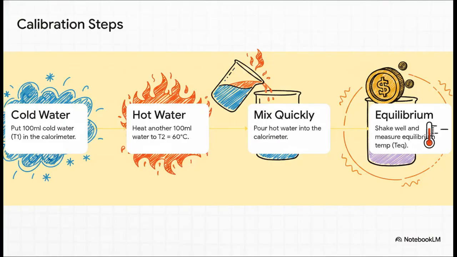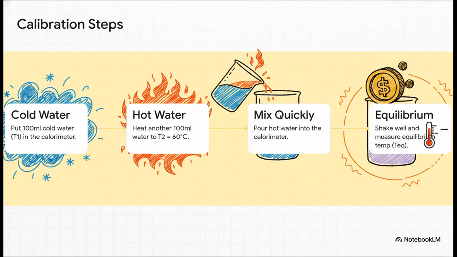These exact steps act almost like a high-stakes cooking recipe. We start with 100 milliliters of cold water acting as our baseline right inside the calorimeter. Then, we take a completely separate 100 milliliters of water and heat it to exactly 60 degrees Celsius. Now, step 3 is the make-or-break moment. We have to quickly pour that hot water into the calorimeter to ensure our heat currency doesn't just evaporate into the room before the vault is perfectly sealed.